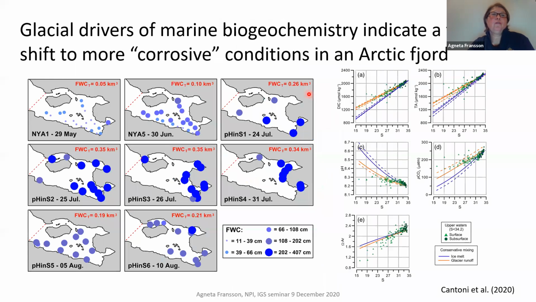Cantoni et al. have found that glacier drivers of marine biogeochemistry indicate a future shift to more corrosive conditions in an Arctic fjord. And with corrosive, this means the more fresh water that will dilute the carbonate, and it will also decrease the saturation states and the carbonate ions for buffering the ocean acidification, but also for forming calcium carbonate shells.